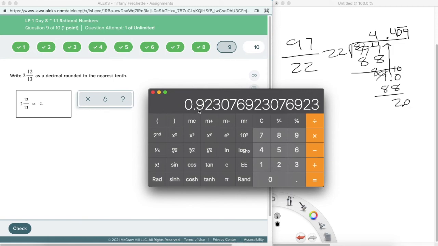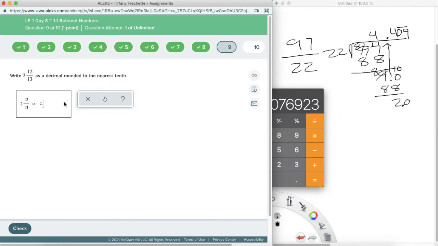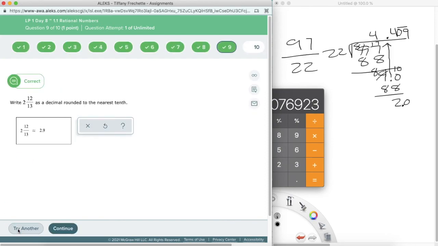I need to look at the number past where I'm rounding and make sure that it's not going to change my answer. So if it's 4 or less, everything just disappears. It basically turns to zeros. The 9 will just stay a 9. If this was 5 or bigger, then you'd have to round up the column you're looking at. But since it's 4 or less, it's just going to be 0.9. So I just go 0.9, and I'm happy with that. All right, check and continue.